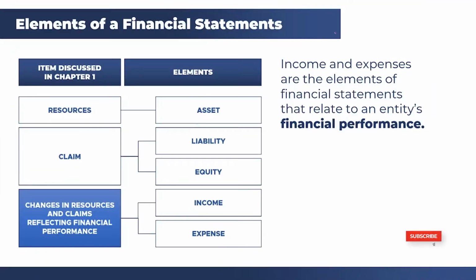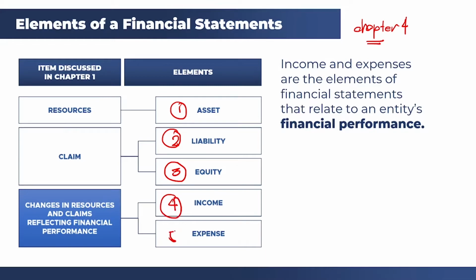As with all other elements, income and expenses are covered in Chapter 4 of the conceptual framework. Previously, we have discussed the assets, liabilities, and equity. The links to the discussions are in the description below. Now we will cover the 4th and the 5th elements of financial statements, which pertain to the changes in resources and claims, reflecting the entity's financial performance.